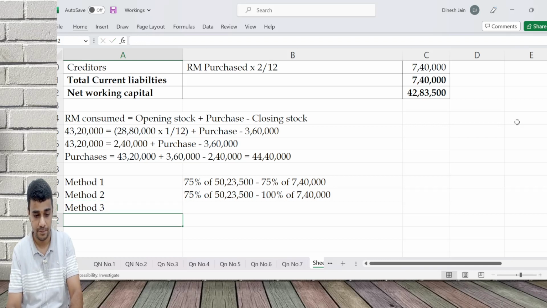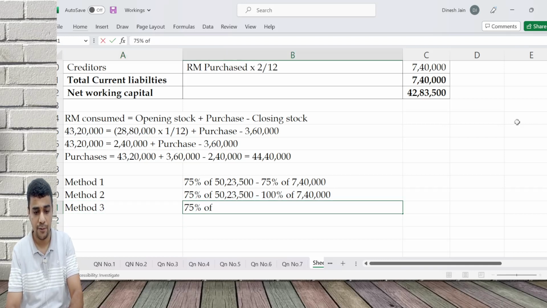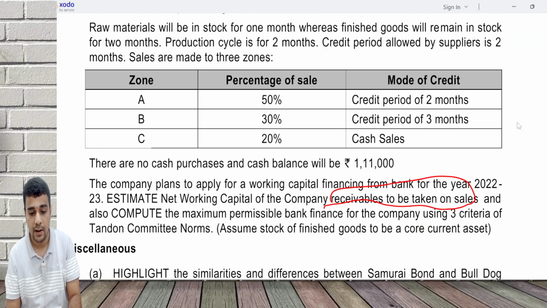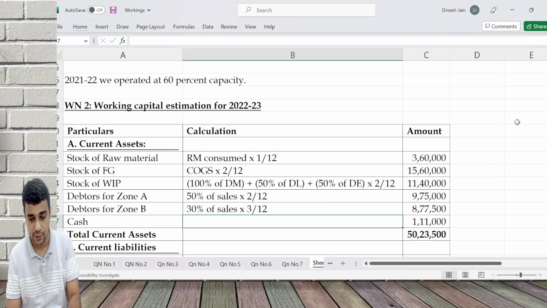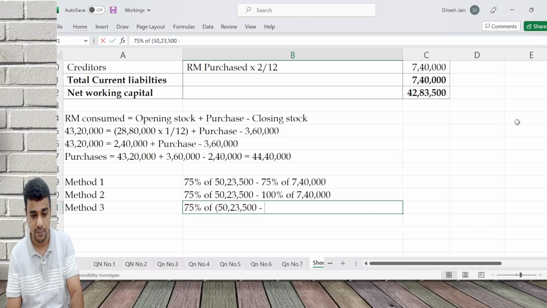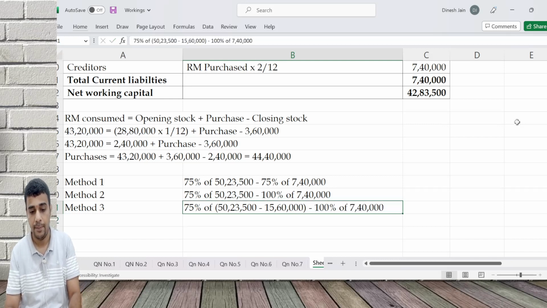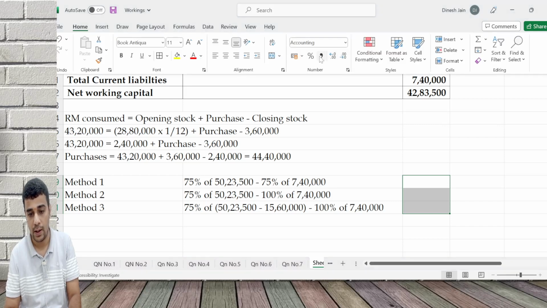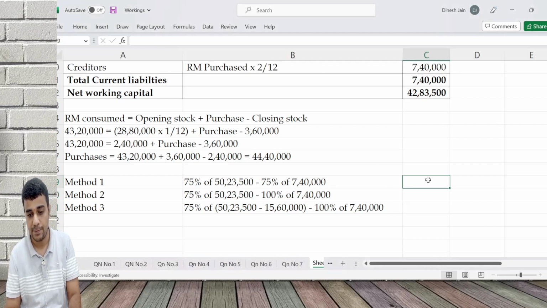Method 3 is 75% of non-core current asset minus 100% of current liability. The question has said something about core current asset. As mentioned in the problem, assume stock of FG to be a core current asset. So non-core is minus the FG portion, minus 15,60,000. Compute the MPBF for the company using three criteria.